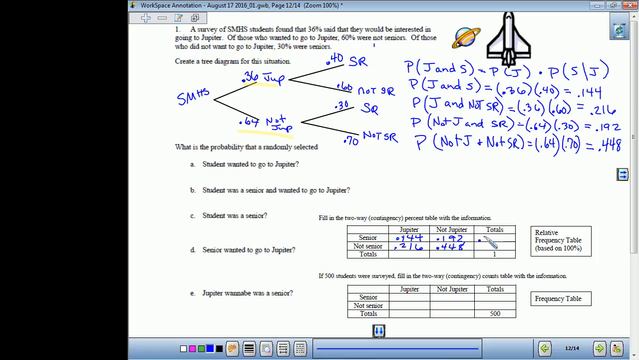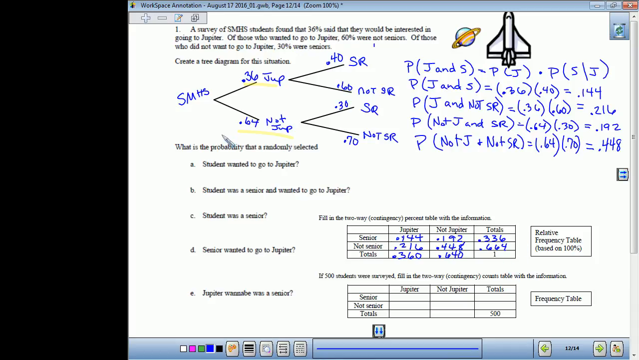Okay, so those totals, I just add them up. Oh man, I hate adding. What is that? And we should remember from our two-way tables when we did those relative frequency tables last year that they're going to total 1. Do you remember that? I do.